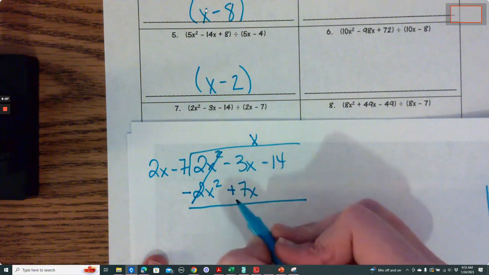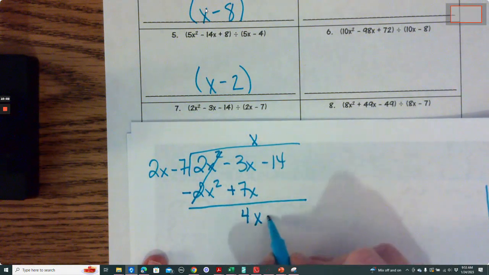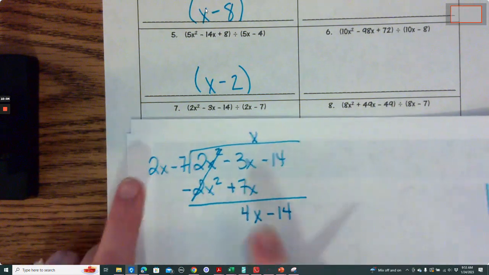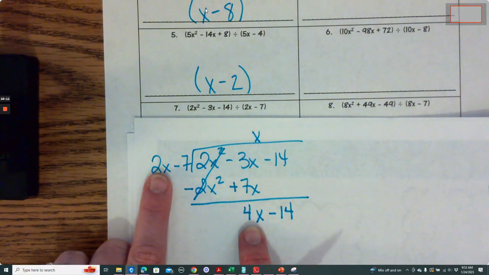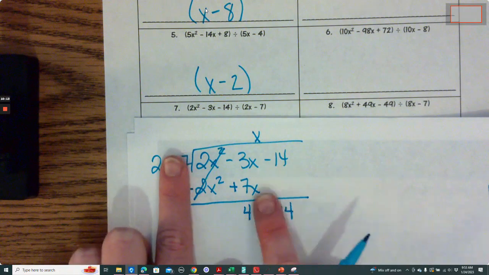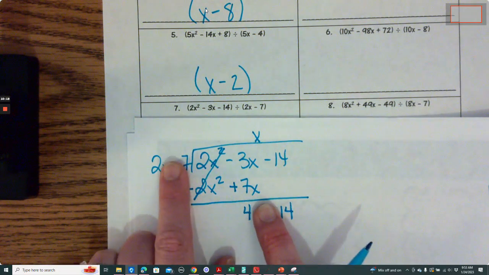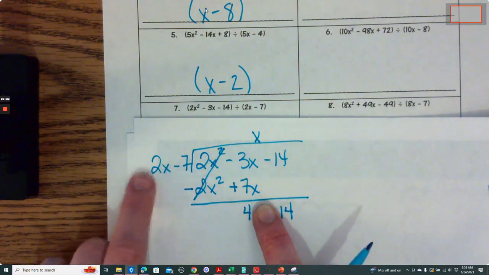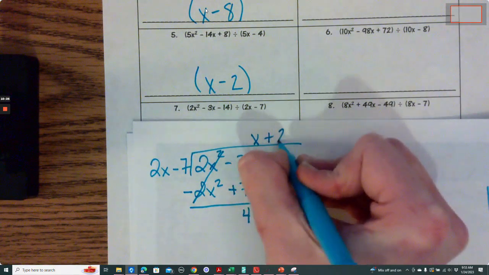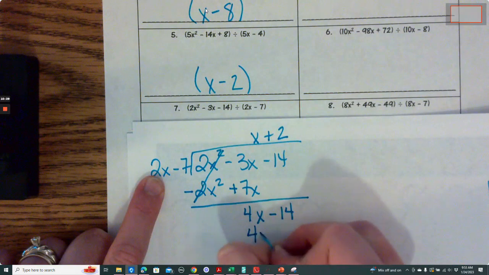Positive 2x and negative 2x squared cancel. Negative 3 plus 7 gives me a 4. Keep the x. Okay. So again, just the first pieces. 2x times what gives me 4x? Not 2x, because look, I don't want to add an x, because I've already got enough x's. So I just want to multiply it by a number. Positive 2, because all I want to do is change this into a 4. So positive 2.